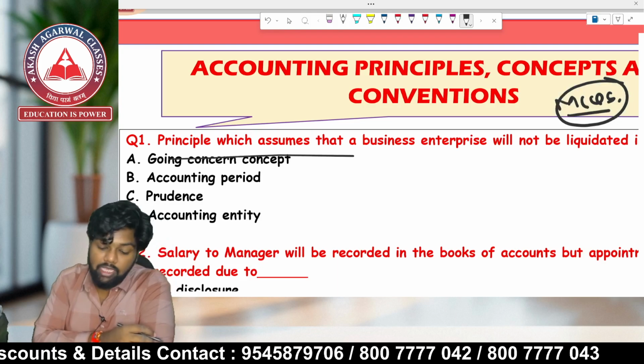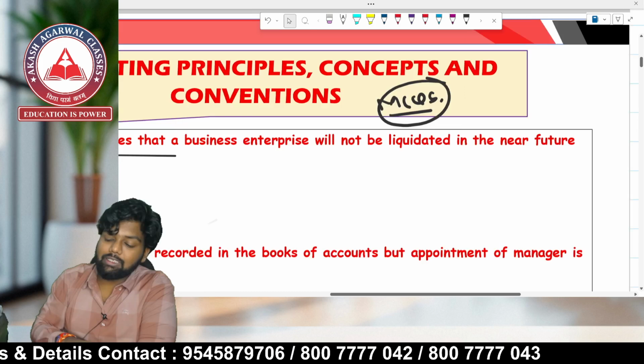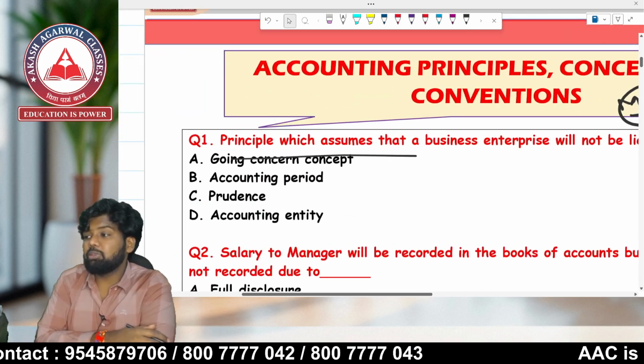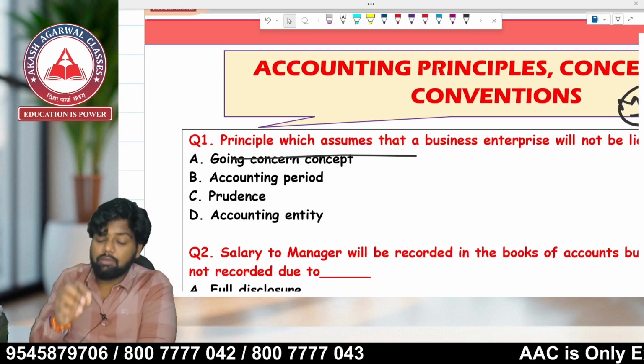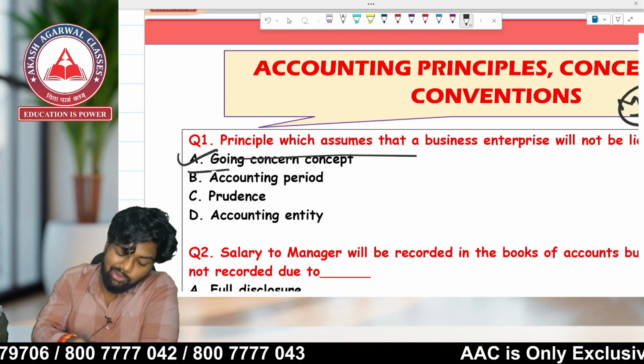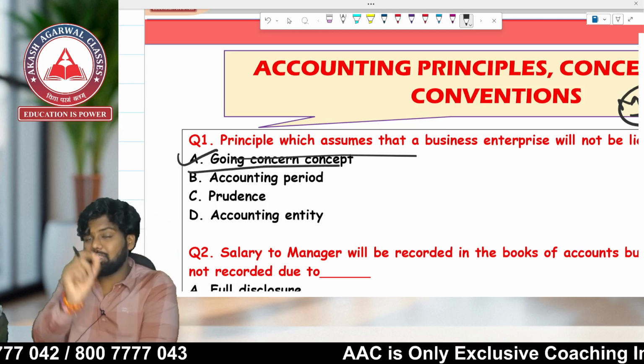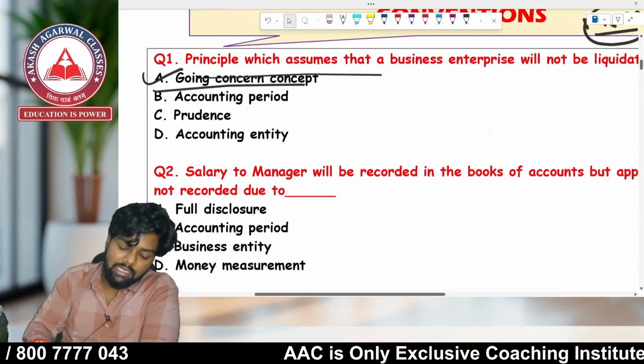The principle which assumes that the business enterprise will not be liquidated in the near future is known as going concern. It means that members may come, members may go, but the life of the business is infinite.